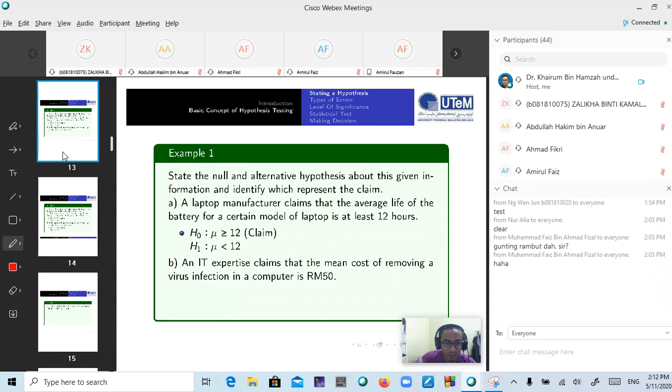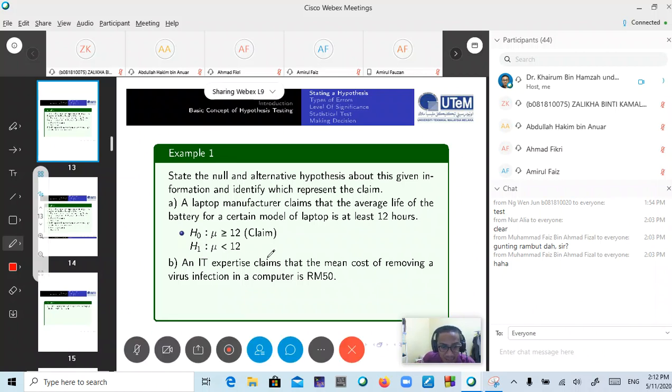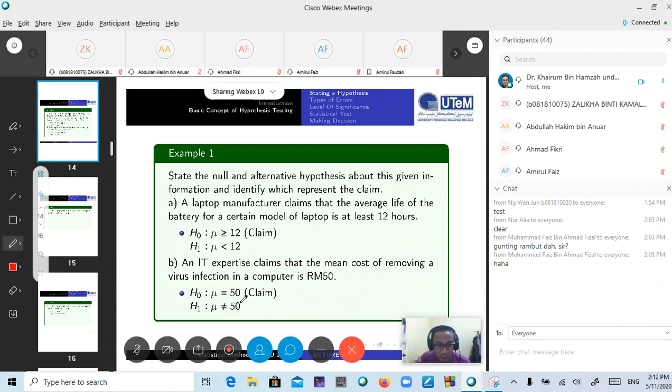On to the next one. Okay, an IT expert claims that, dia punya claim apa? The mean time of removing a virus infection in a computer is 50. What does it mean, is 50? It means that mu equals 50. Also the same thing, it has the equal sign. So automatically this one is put at H0. Okay, dia akan duduk dekat H0 ni.